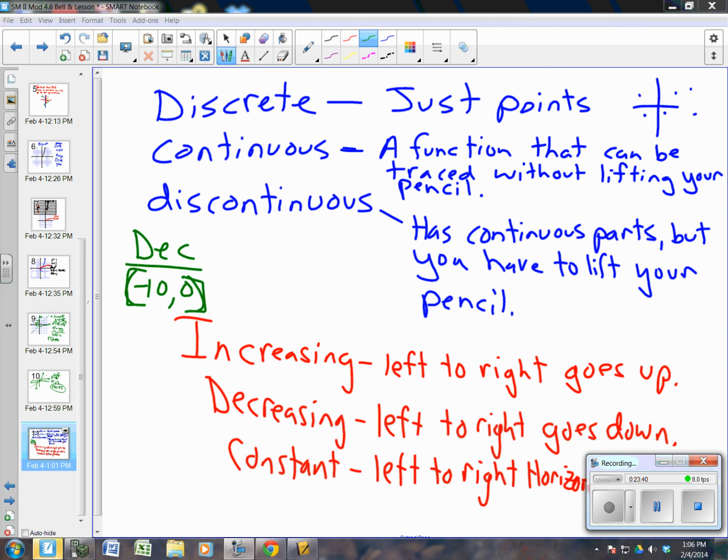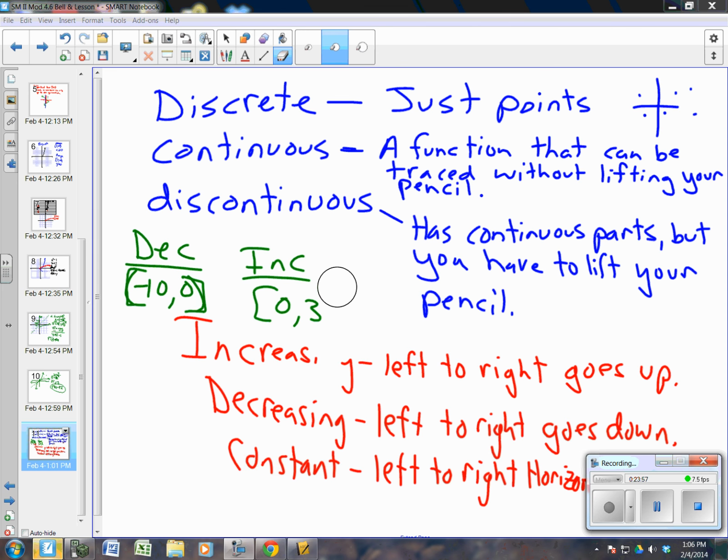What about the next one? Increasing from where to where? 0 to 3. It's increasing from 0. Oh, but this time it's not in brackets. Why not? Because it doesn't include 0. It has holes there, right? In the graph. Do you guys see how it has holes?